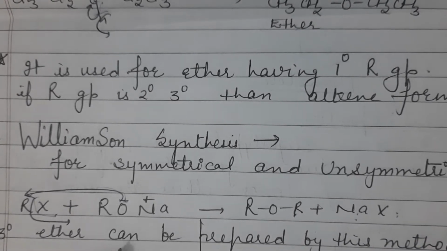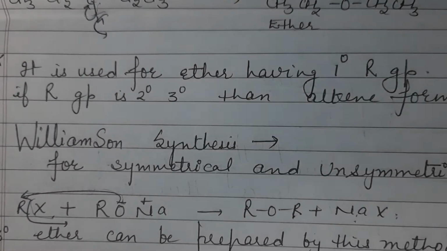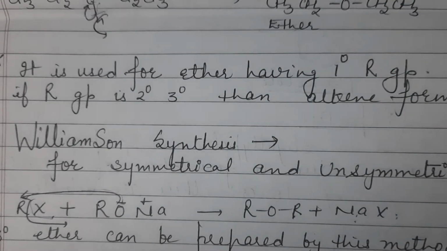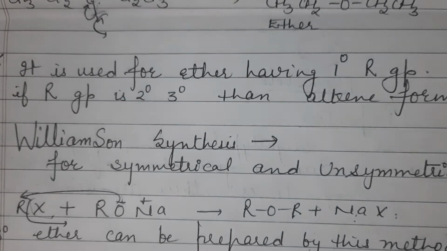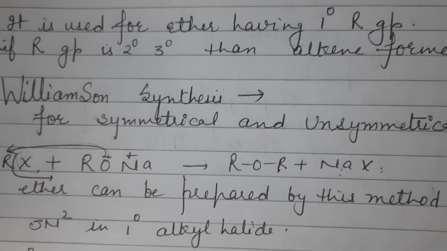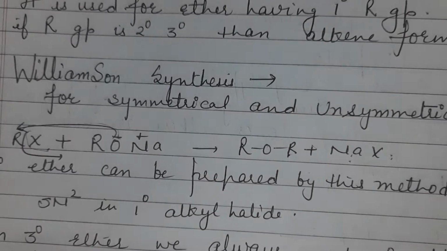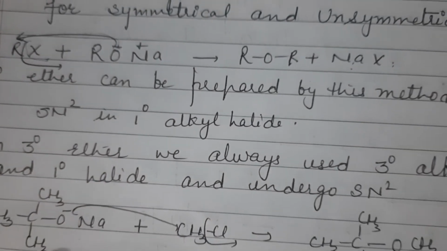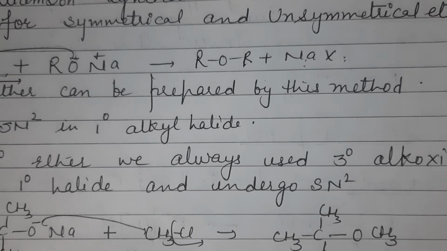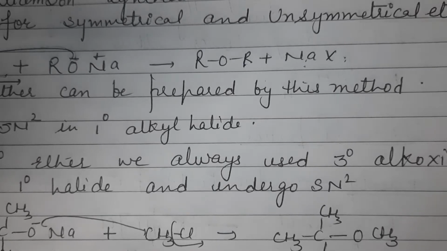Secondary and tertiary ether can be prepared by this method. From alcohol in the presence of sulfuric acid, we can prepare only primary ether, but by Williamson synthesis, where we treat alkyl halide with sodium alkoxide ion, we get ethers. By this method, we can prepare primary, secondary and tertiary ethers. In tertiary ether, we always use tertiary alkoxide and primary halide and it undergoes SN2 mechanism.